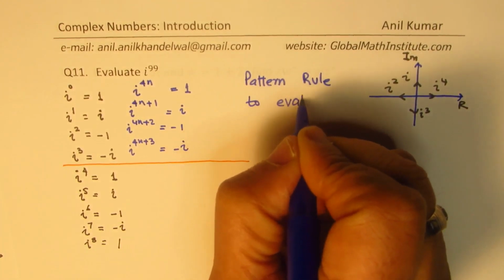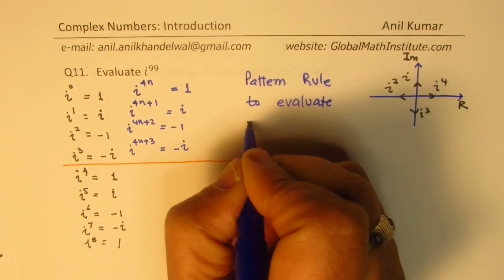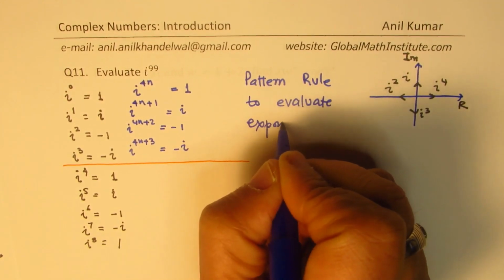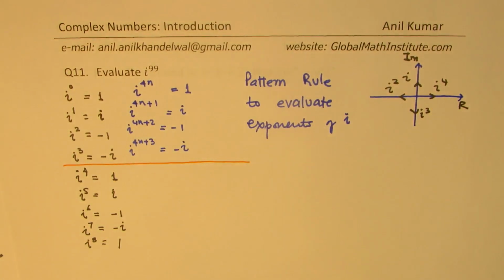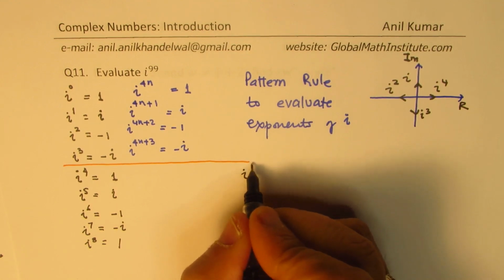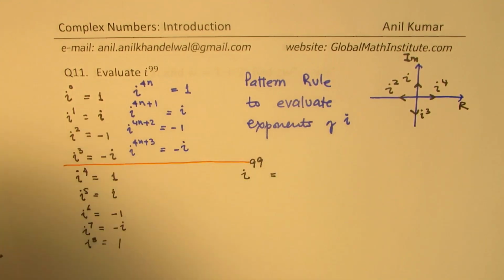to evaluate exponents of i. Is that clear? So in our question, we need to find what is i to the power of 99, correct?